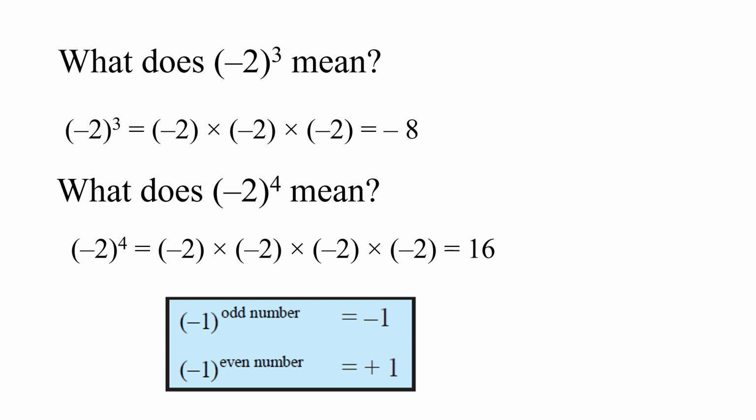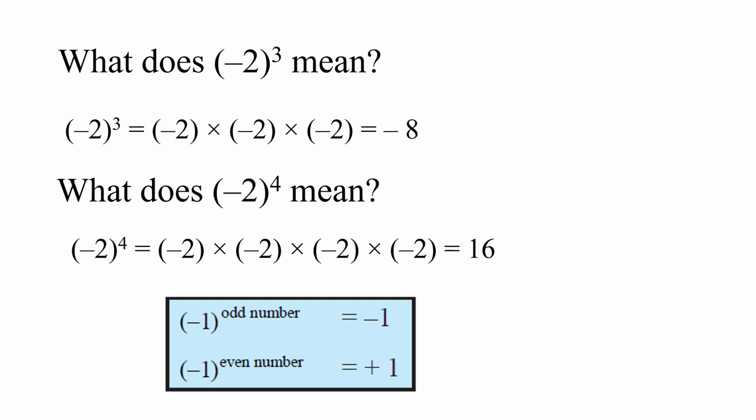That means, if the minus is multiplied an odd number of times, we will get a minus value. If minus is multiplied an even number of times, then we will get a positive value. So, we can conclude like this: minus 1 to the power of an odd number, here 3 is an odd number, is minus 1. So, in the case of minus 2 to the power of 3, 3 is an odd number, that is why we have got minus 8.